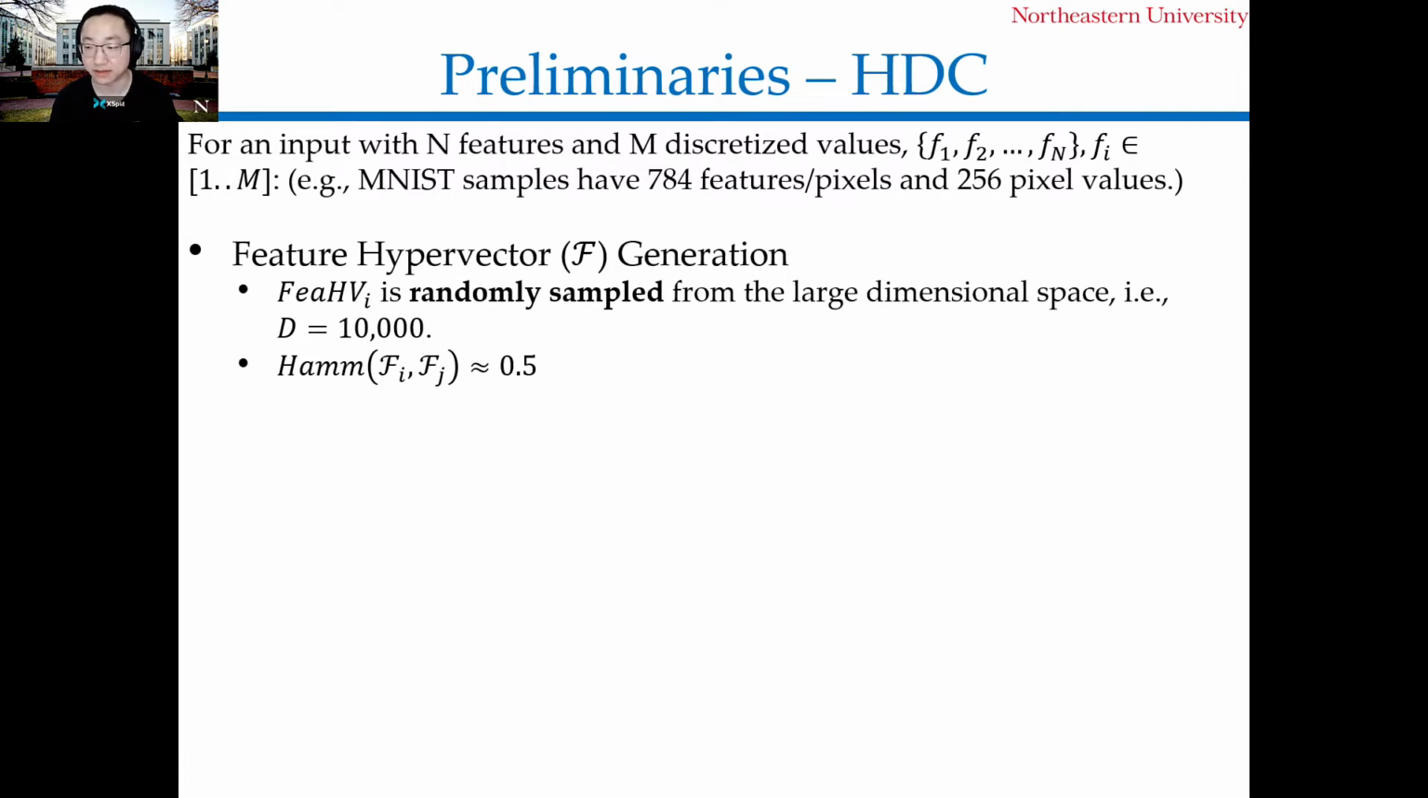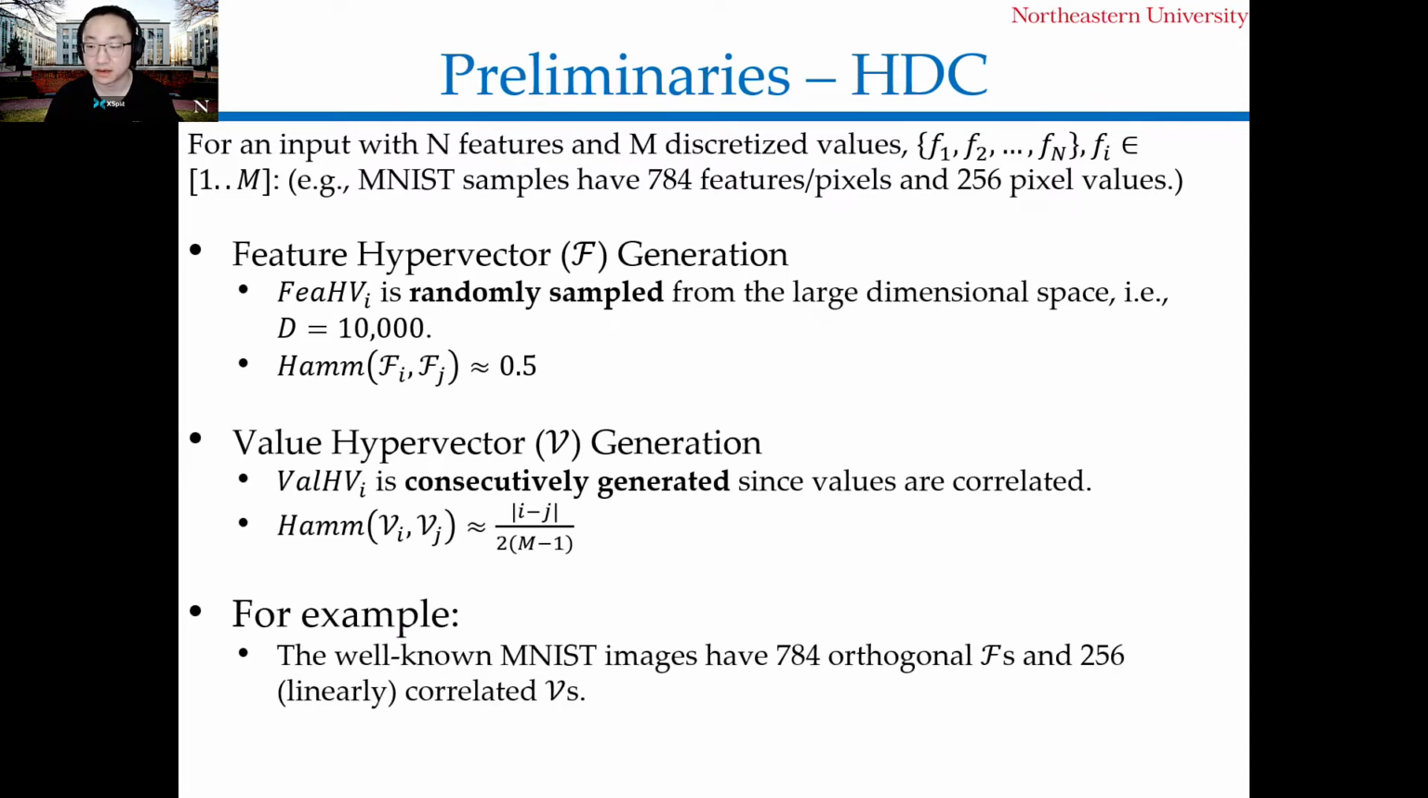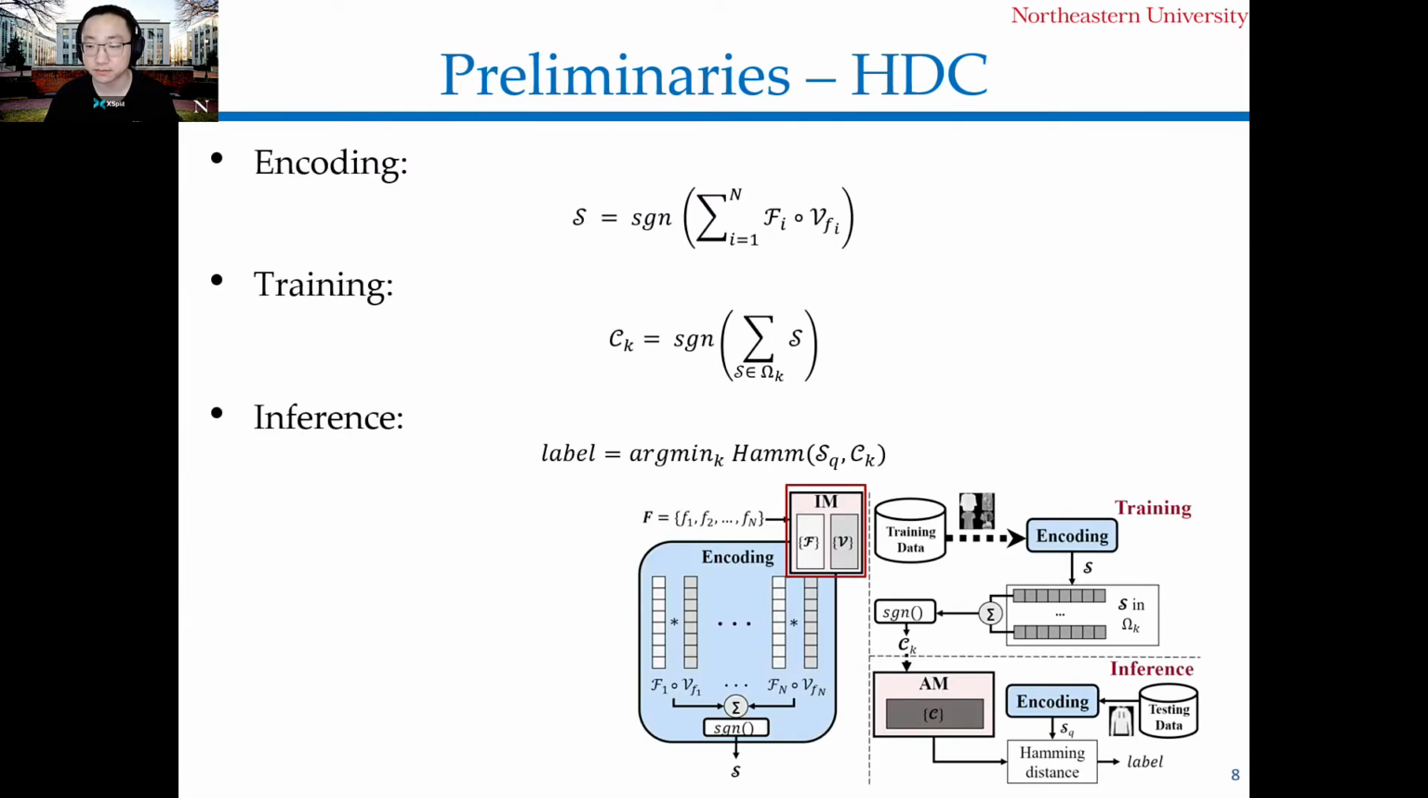That's to say, the normalized Hamming distance between any two feature hypervectors is about 0.5. For the value hypervector generation, the hypervectors are consecutively distributed to obey the correlation between the values. Generally, the Hamming distance between two value hypervectors is proportional to the distance between the values they represent, and it's close to a linear relation. The generated feature and value hypervectors are stored in the item memory, the IM in this figure.